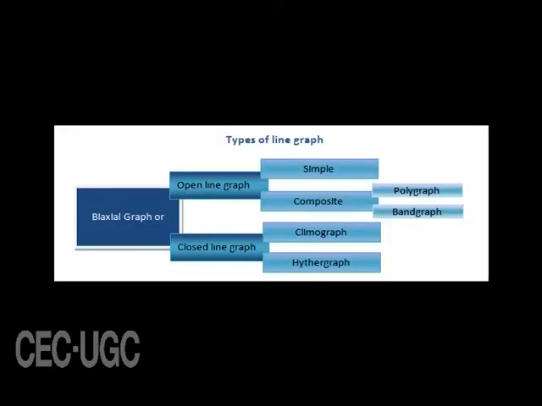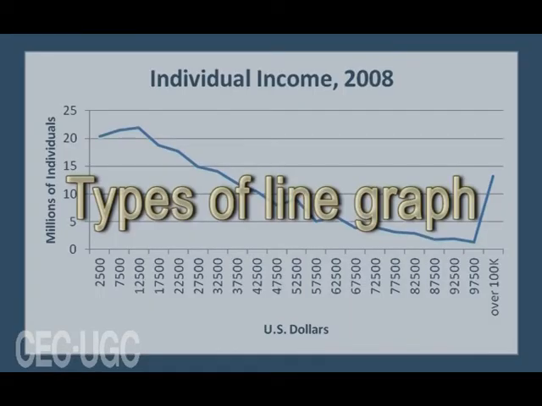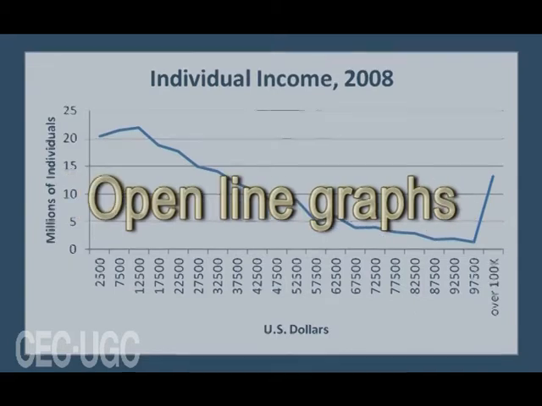Look at the tree diagram below. Based on this diagram, you will get to know about different types of line graphs thereafter. Types of line graph. Open line graphs. In these, the points are plotted by means of rectangular coordinates with reference to a point of origin at which the x-axis, horizontal line, and y-axis, which is the vertical line, intersect at right angles.